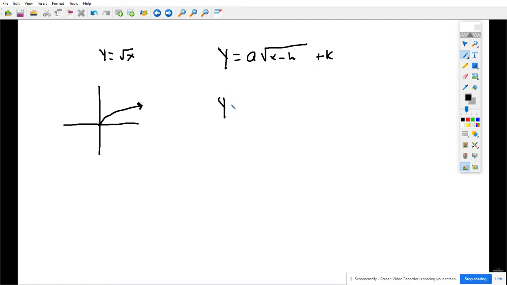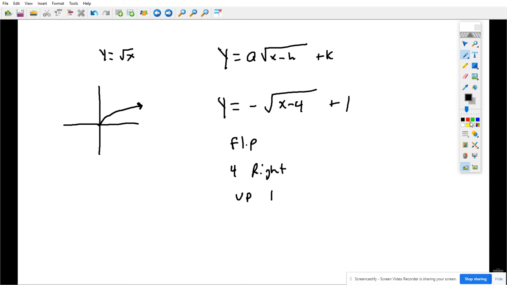So if I went y equals negative square root of x minus 4, and then a plus 1 outside here, this negative would flip. Okay, so it's going to go down instead of up and to the right. It's going to go down and to the right. This minus 4 is going to make it go 4 to the right, or right 4, and this plus 1 is going to make it go up 1.